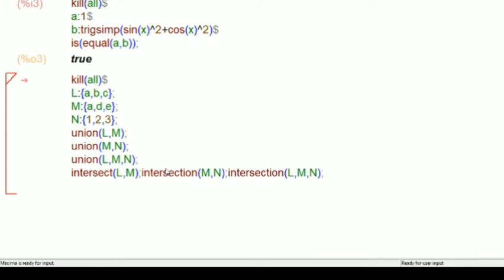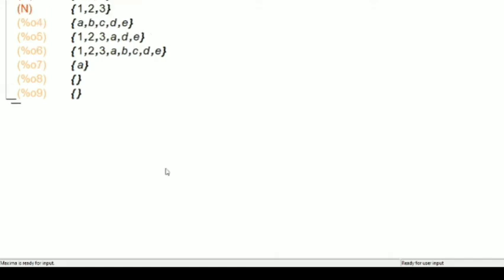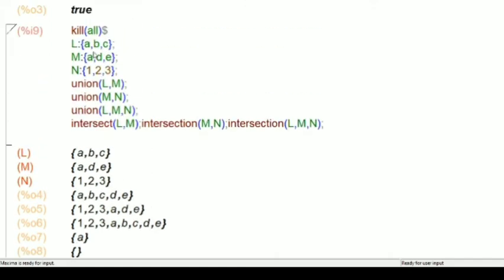Let's see by executing this using shift enter. See, what is your L? Set ABC. What is your M? Set ADE. What is your N? 1, 2, 3. What is the union of L and M? A, B, C, D, E. What is the union of M and N? A, D, E, 1, 2, 3. So 1, 2, 3, A, D, E. What is the union of L, M, N? A, B, C, D, E with 1, 2, 3. So 1, 2, 3, A, B, C, D, E.